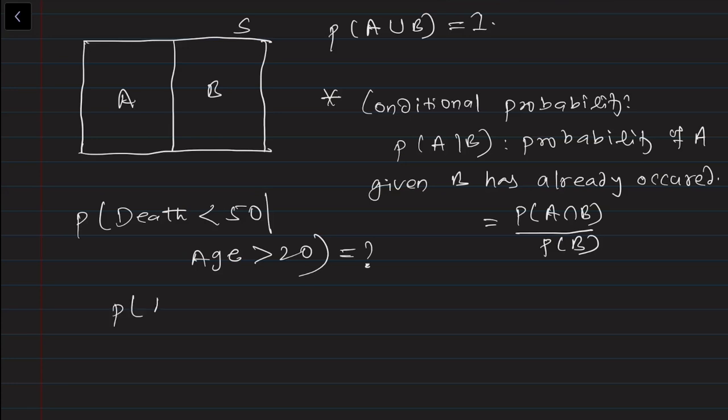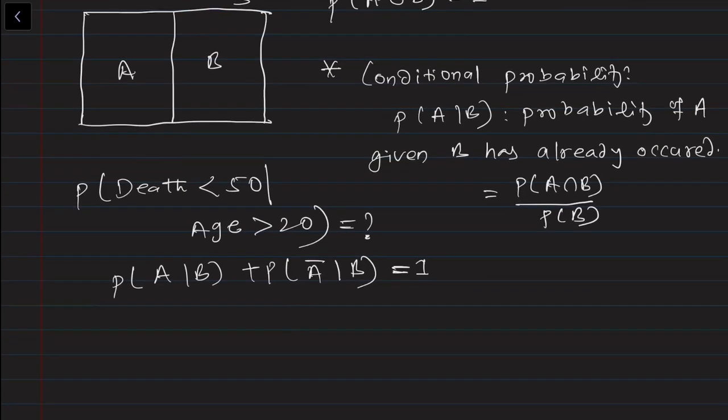Now, probability of A given B plus probability of A complement given B is always 1. Why? You can consider B as a sample space. So either A can occur or it does not occur. And that will make up the sample space. That's why the probability is 1. All right. So this is about conditional probability.